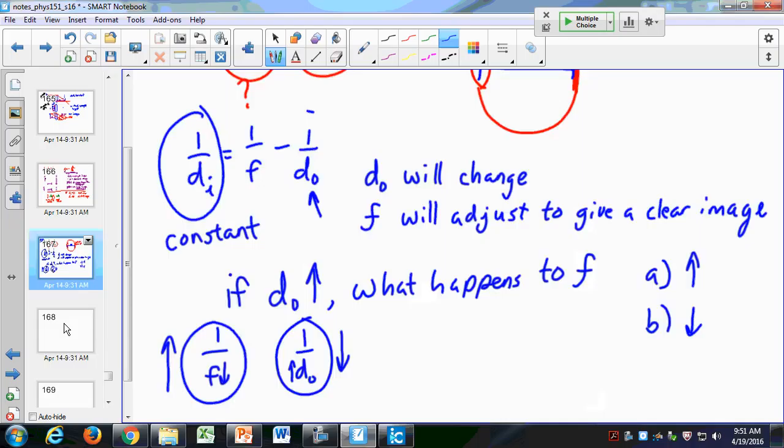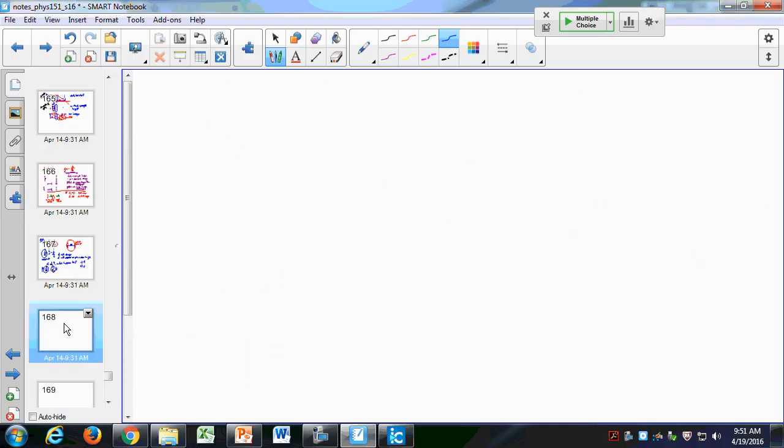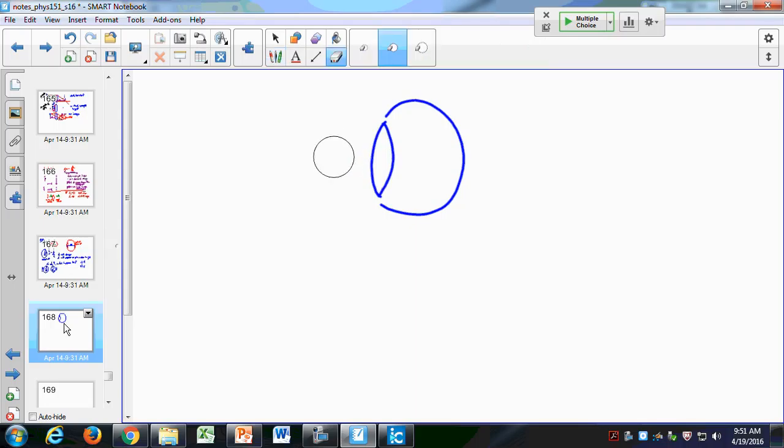Let's think about the eye. So I have the eye here. I have this convex lens. The focal length, remember, we'll see that the focal length of the eye is adjustable. Let's say that I have something that is really, really far away. Let's say that DO actually is equal to infinity. When the light rays reach the eye, how are they going to be traveling? If I'm looking at something really, really far away, how are they going to be traveling when they reach the eye?